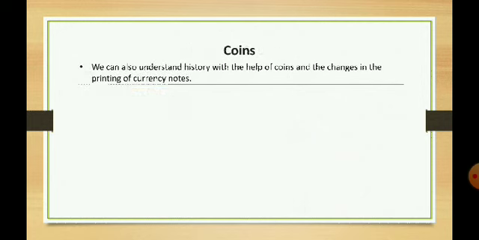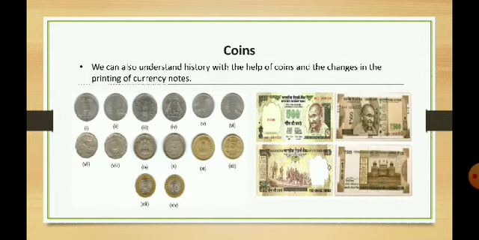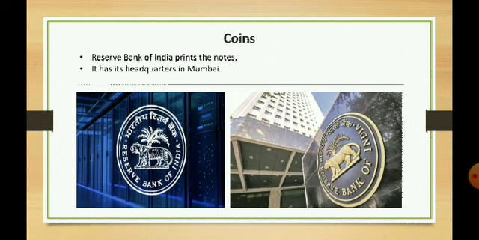Let us move on to the first material source, that is, coins. Coins help us in understanding history because of its changing in the printing of currency notes. Do you know, children? The currency notes are printed in the Reserve Bank of India and its headquarters is in Mumbai.